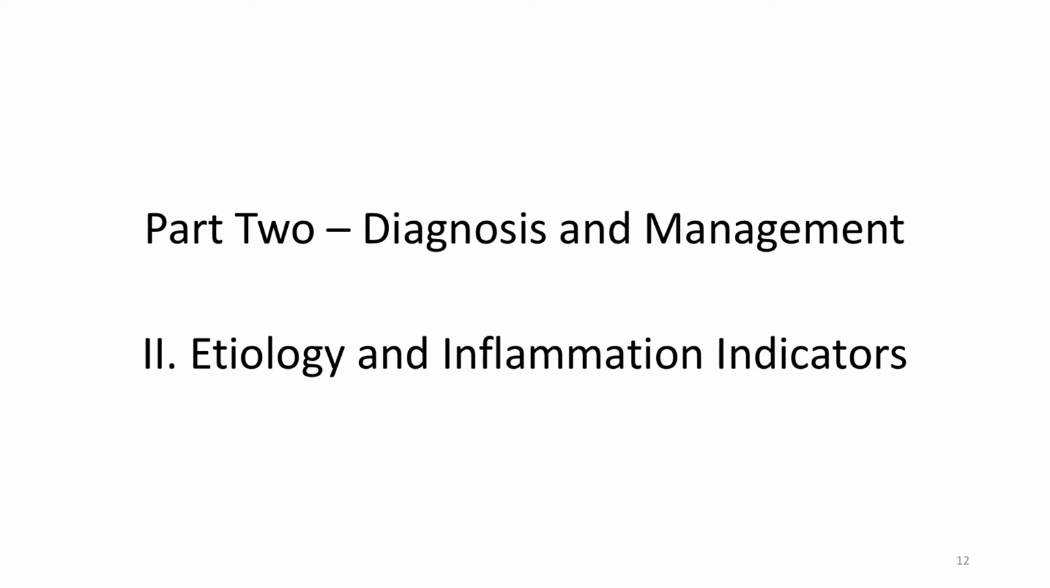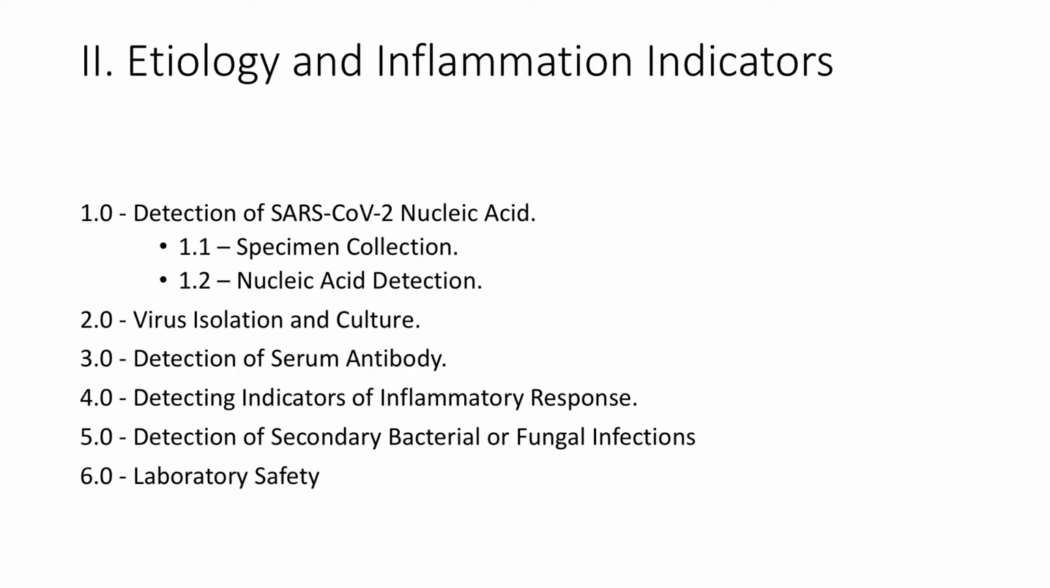Now go on to section 2, etiology and inflammatory indicators, which is divided into subsection 1.0 detection of SARS-CoV-2 nucleic acid, 1.1 specimen collection, 1.2 nucleic acid detection, 2.0 virus isolation and culture, 3.0 detection of serum antibody, 4.0 detecting indicators of inflammatory response, 5.0 detection of secondary bacterial or fungal infections, 6.0 laboratory safety.